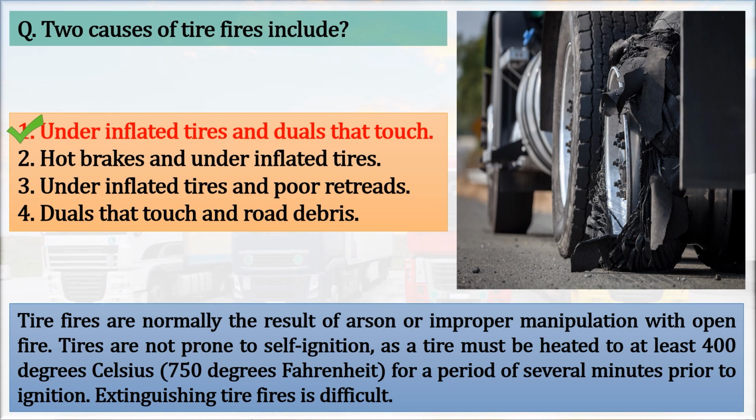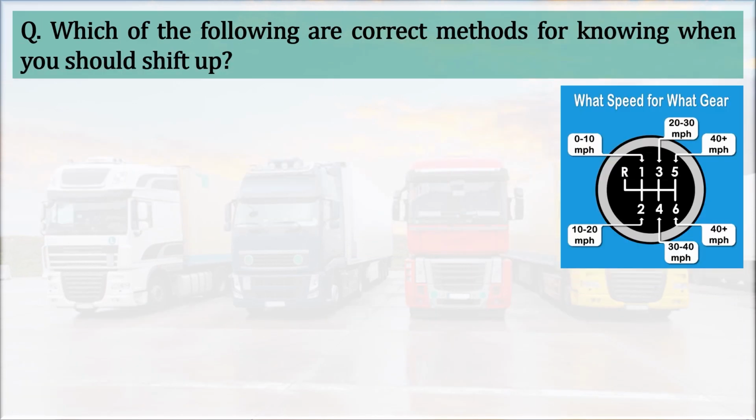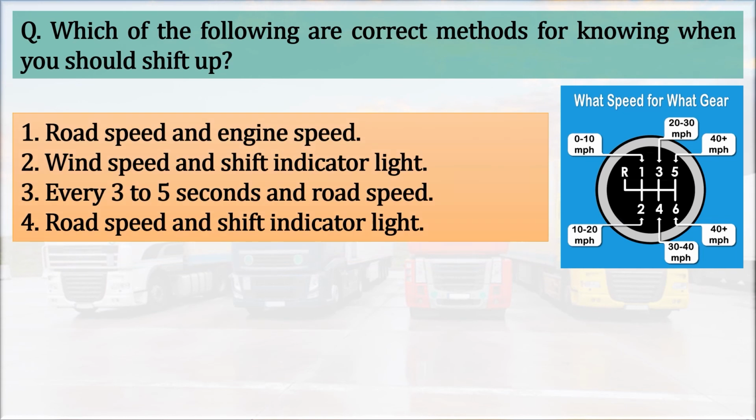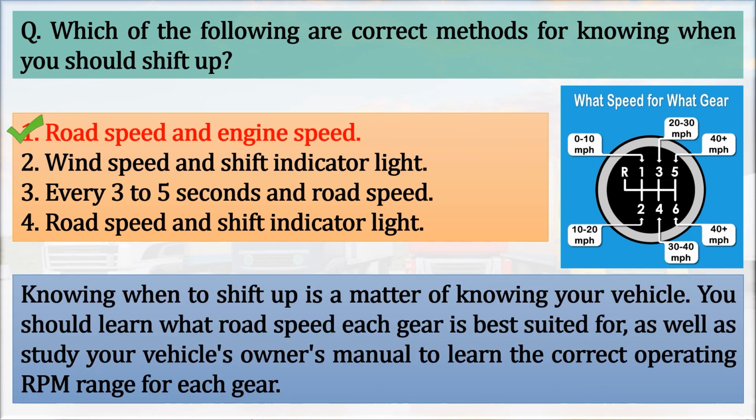Question: Which of the following are correct methods for knowing when you should shift up? Option number 1, road speed and engine speed. Option number 2, wind speed and shift indicator light. Option number 3, every 3 to 5 seconds and road speed. Option number 4, road speed and shift indicator light. The answer is option number 1, road speed and engine speed.